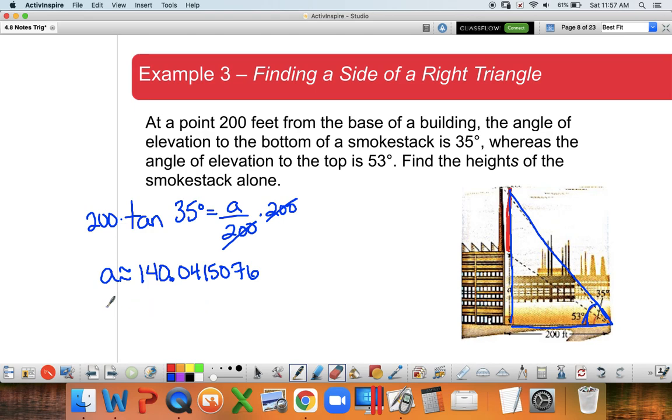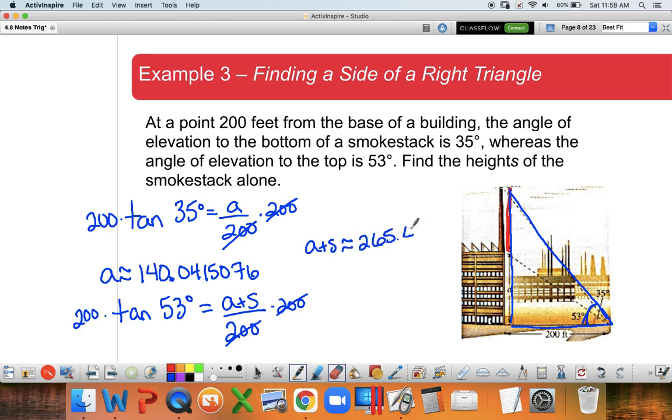So I have a very similar setup, right? I'm going to say the tangent of 53 degrees is going to equal that A plus S, the whole height of the building and the smokestack, over 200. Multiply both sides by 200. And I get out that the value of the building plus the smokestack is about 265.4089643. Notice I want to be as precise as possible.